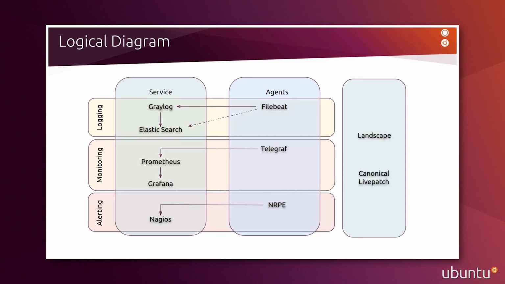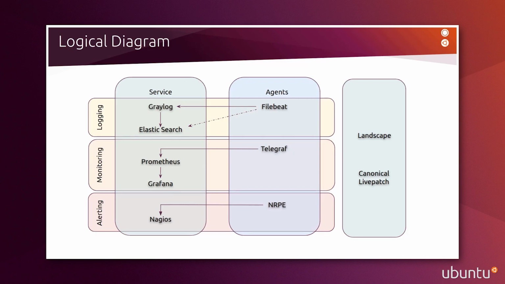The Canonical LMA stack is composed of services and agents. You can see from this logical diagram that the LMA stack is really composed of three different components. The logging component is composed of the Graylog and Elasticsearch services, who are populated by the FileBeat agent running on the nodes of the cloud. The monitoring component is composed of the Prometheus and Grafana services, who get their data from the Telegraf agent. And finally, the alerting service is composed of Nagios, who gets its data from the NRPE agents running on the nodes.